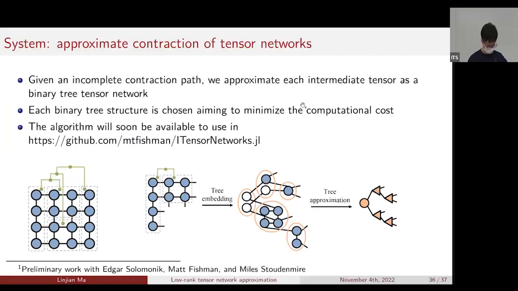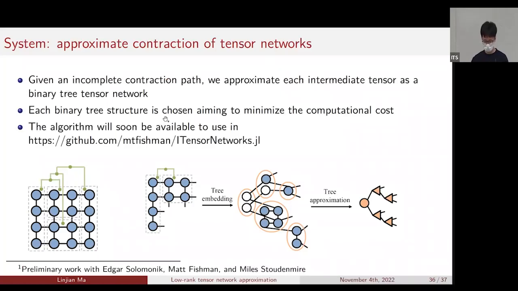Okay, so I think I have 10 minutes. So I'm going to briefly talk about some of the work that I'm currently working on. This is a system for the efficient contraction of tensor networks. In general, an arbitrary tensor network is very hard to contract, and one way we can do it is to contract them in an approximate way.